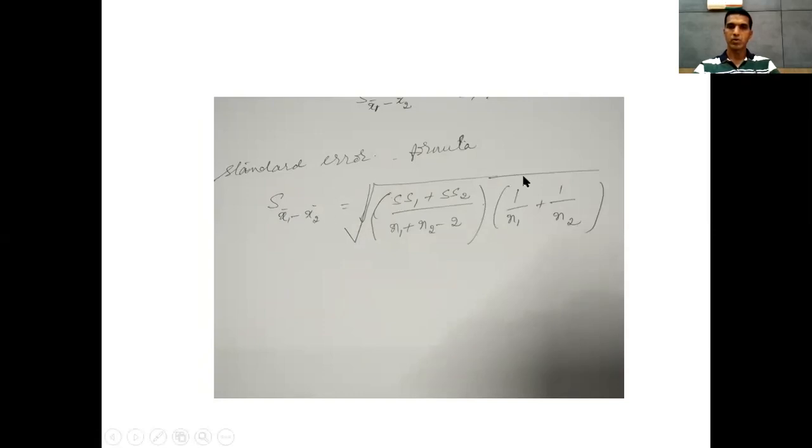To find out the standard error, the formula, if you can see here, s x1 dash minus x2 dash is equal to root of SS1 plus SS2 divided by n1 plus n2 minus 2, times 1 by n1 plus 1 by n2. Now n1 and n2 are nothing but the total number of people in the first group and total number of people in the second group. SS1 has to deal with the first group, and SS2 with the second group. So we will see how to find that. So this is the formula to find out the standard error. First, you have to find out the standard error.